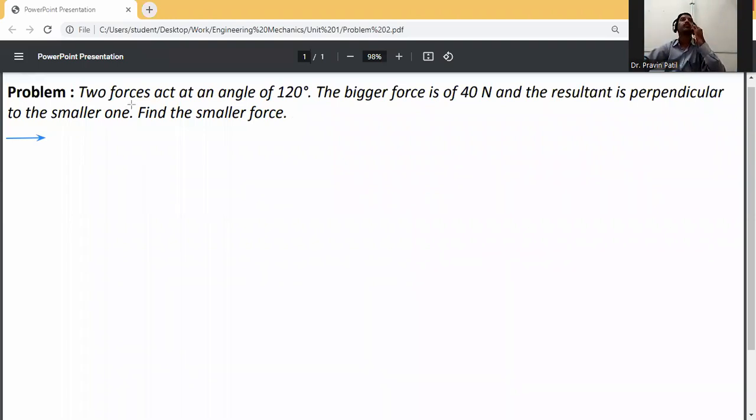Problem statement. Two forces act at an angle of 120 degrees. The bigger force is of 40 Newton and the resultant is perpendicular to the smaller one. Find the smaller force. So first of all, write down the given data. The angle between the two forces, that is theta, is equal to 120 degrees.